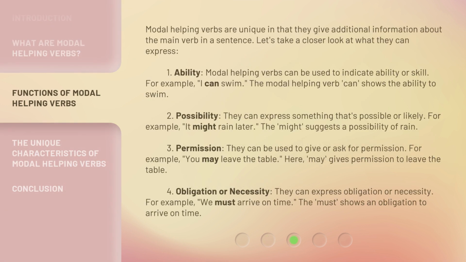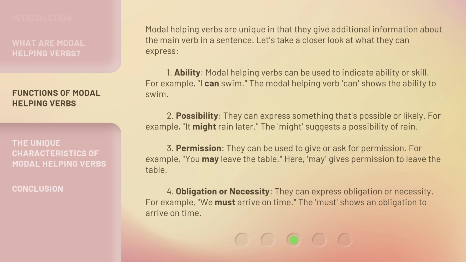Modal helping verbs are unique in that they give additional information about the main verb in a sentence. Let's take a closer look at what they can express. 1. Ability. Modal helping verbs can be used to indicate ability or skill. For example, I can swim. The modal helping verb, can, shows the ability to swim.